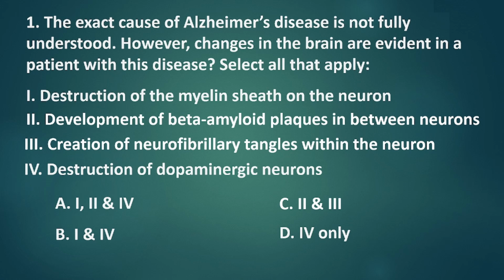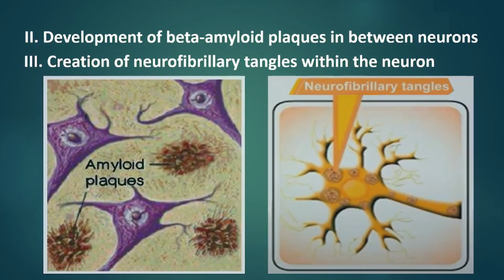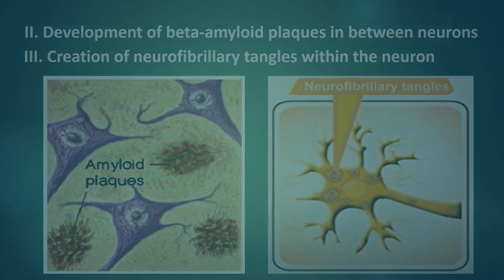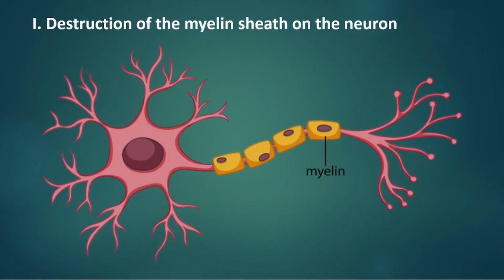The correct answer is letter C, 2 and 3. Alzheimer's disease is mainly caused by development of beta-amyloid plaques in between neurons and creation of neurofibrillary tangles within the neuron. Rationale for incorrect answers. Destruction of the myelin sheath on the neuron is related to multiple sclerosis.